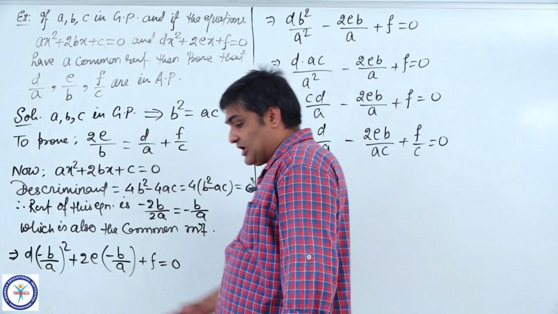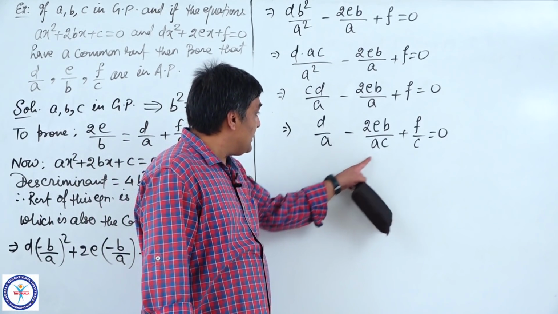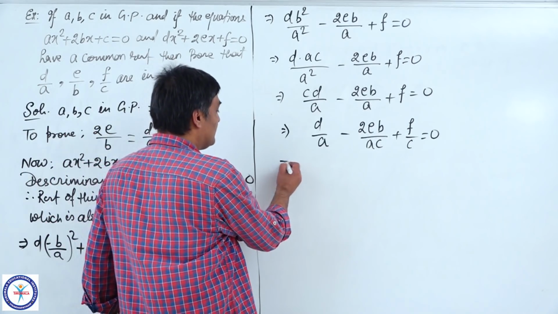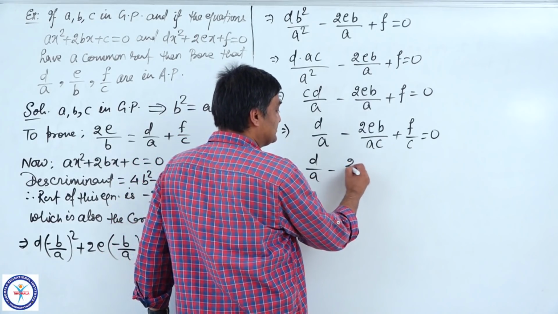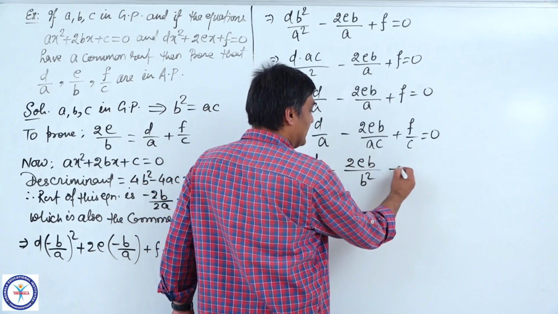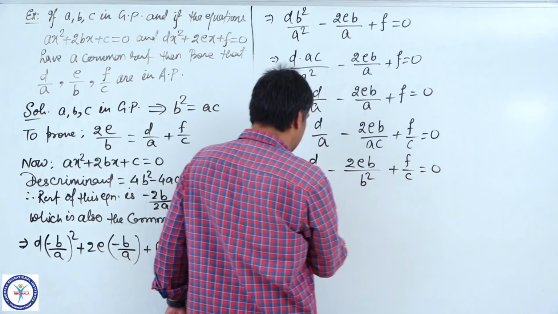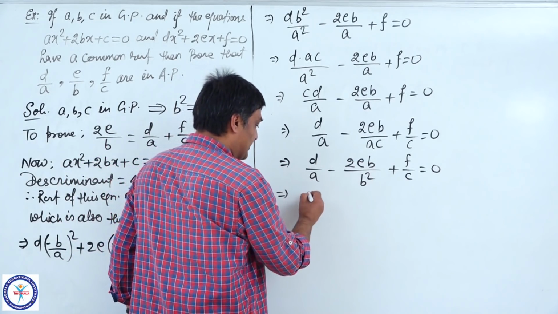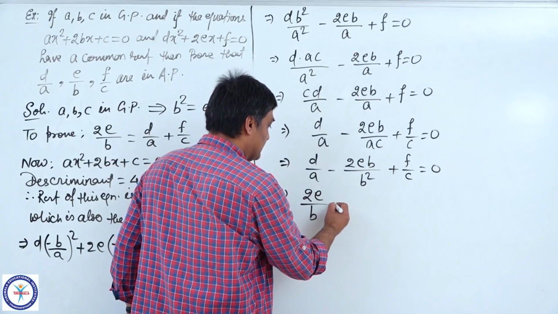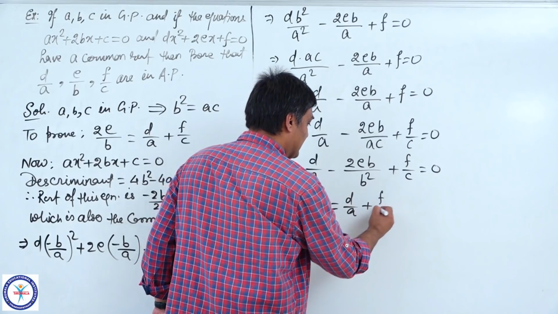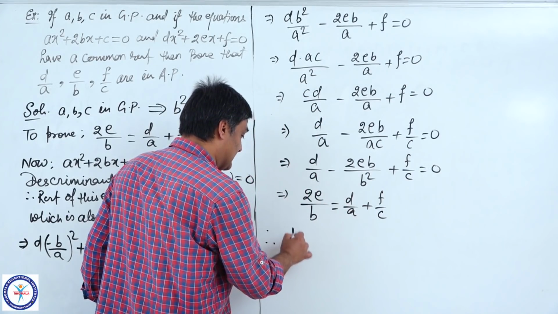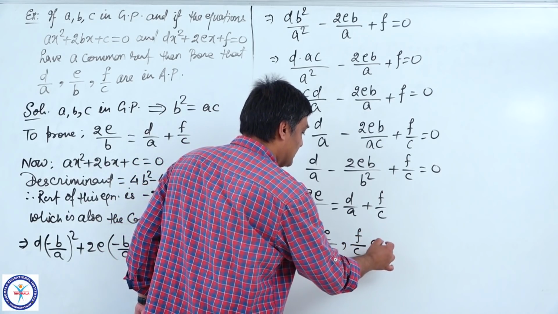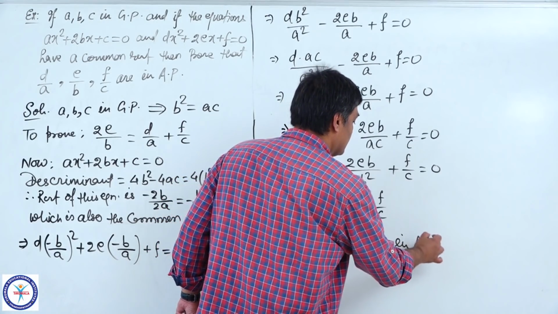equal to 0. Now again, ac is what? We can write ac as b². So d/a - 2e/b² + f/c = 0. This implies 2e/b = d/a + f/c. Therefore, we can say that d/a, e/b, f/c are in AP.